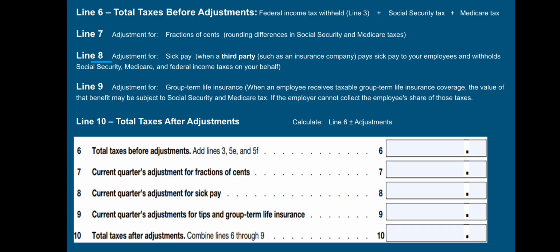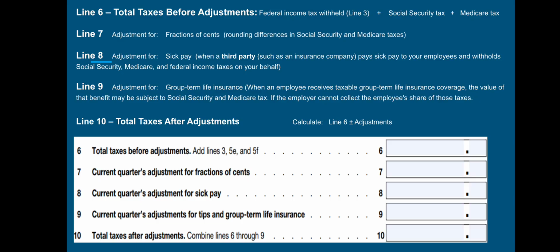In line 8, adjustment for sick pay, when a third party such as an insurance company pays sick pay to your employees and withholds social security, Medicare and federal income taxes on your behalf. On line 9, adjustment for group term life insurance. When an employer provides taxable group term life insurance coverage, the value of that benefit may be subject to social security and Medicare tax if the employer cannot collect the employee's share of those taxes.